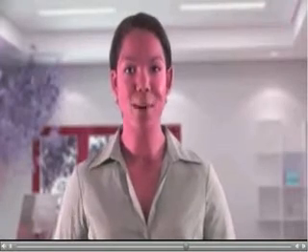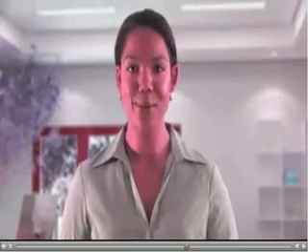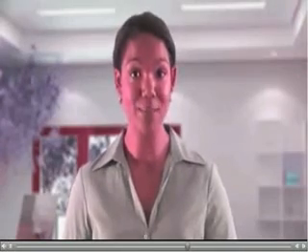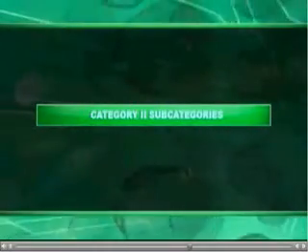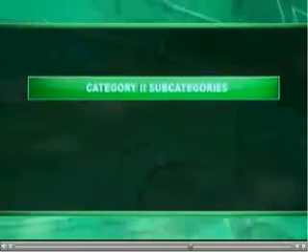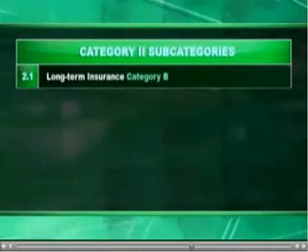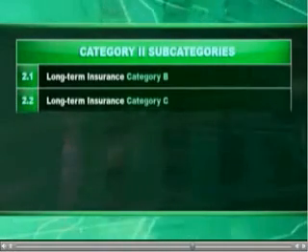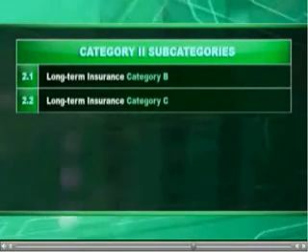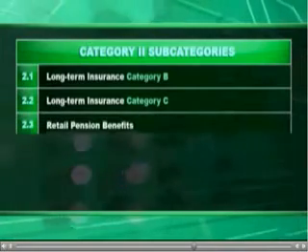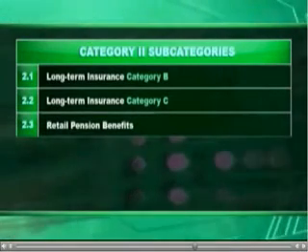We have looked at examples of subcategories under Category 1. Now let us look at the examples of subcategories under Category 2. Again, you can find a full visual list of these subcategories in the PDF study material. 2.1 is long-term insurance, Category B. 2.2 is long-term insurance, Category C. 2.3 is retail pension benefits.